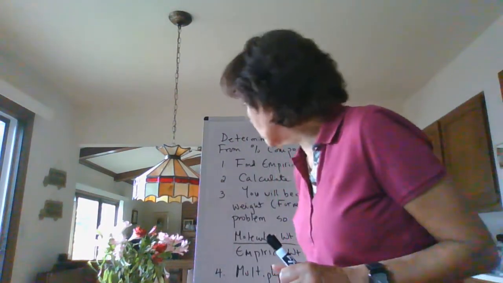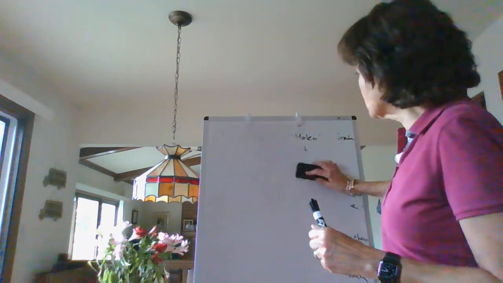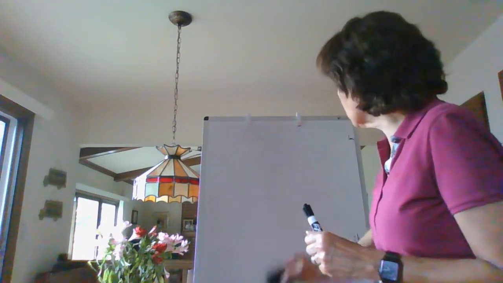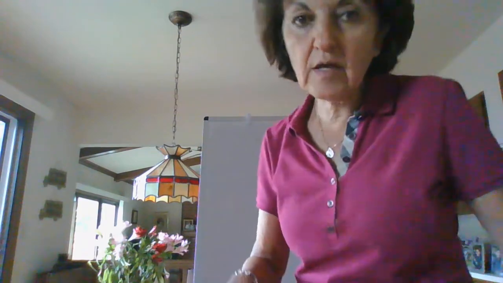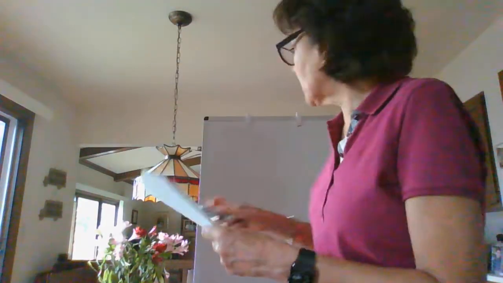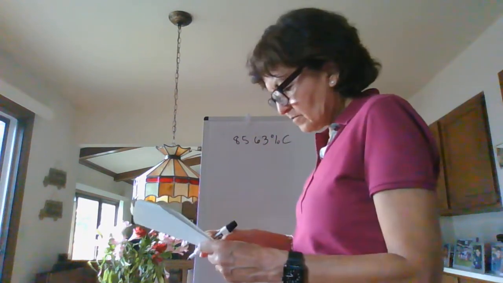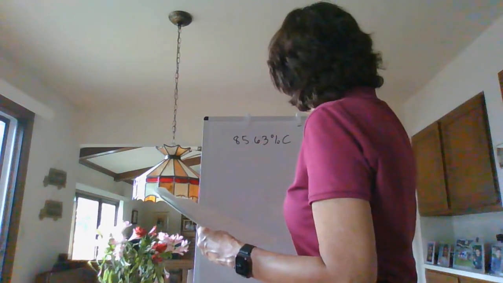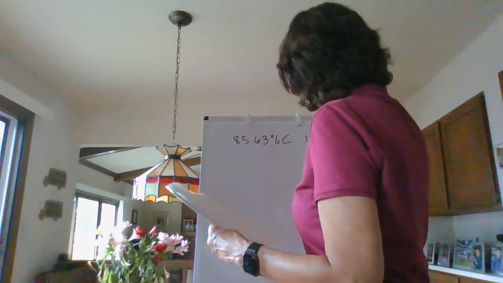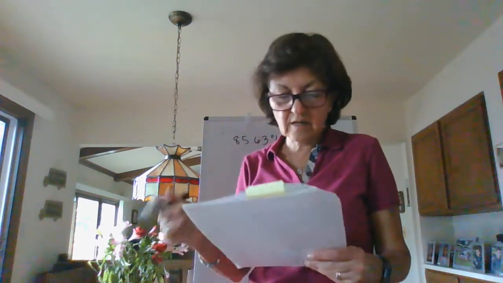Okay, so let me show you an example so that you know how to do this. The first part of the example is just a repeat of finding the empirical formula, which we just did in the previous video. Okay, so that should be easy enough. All right, so we are told that we have a compound that contains 85.63% carbon, and it contains 14.37% hydrogen. Okay, so this is a hydrocarbon. All it contains is carbon and hydrogen.